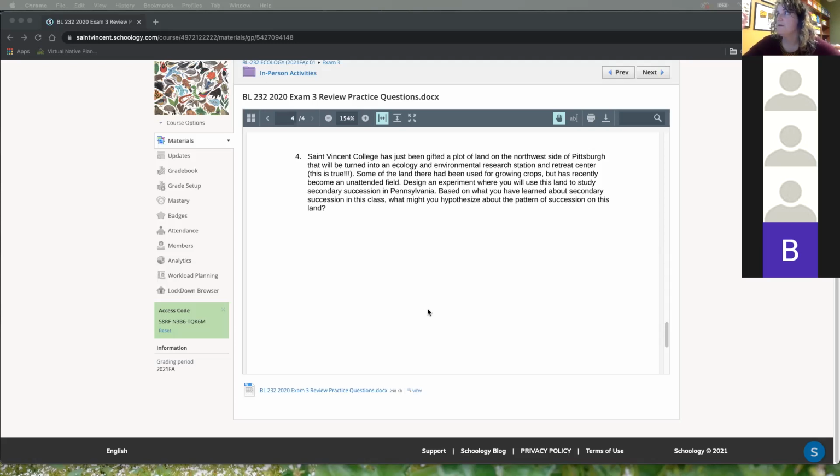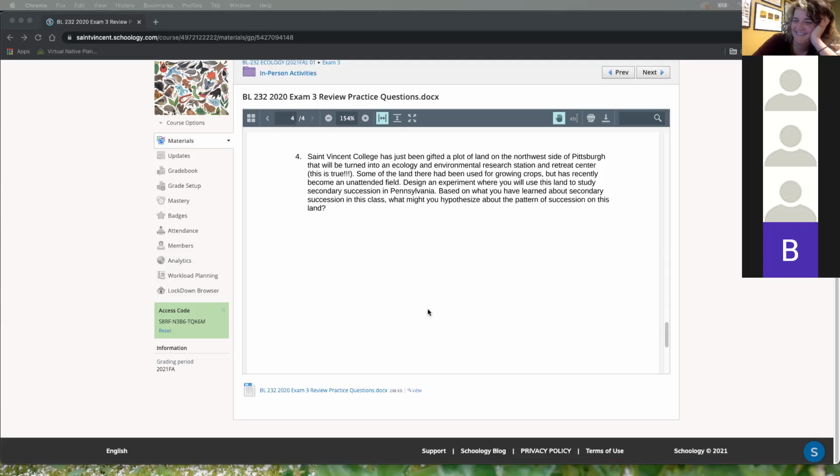So how would you design an experiment to study secondary succession on this land? And if you remember anything from the lecture, think about the Phillips Tract that I mentioned, which is a successional experiment at the University of Illinois, if you remember or even watched the video yet.